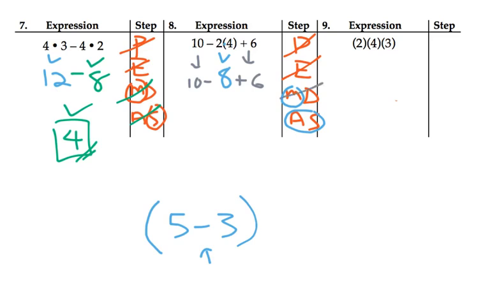And now for the final step, we're going to do addition and subtraction, but again from left to right. So we're going to do 10 minus 8 is 2. Bring down the plus 6. And we get our final answer of 8.